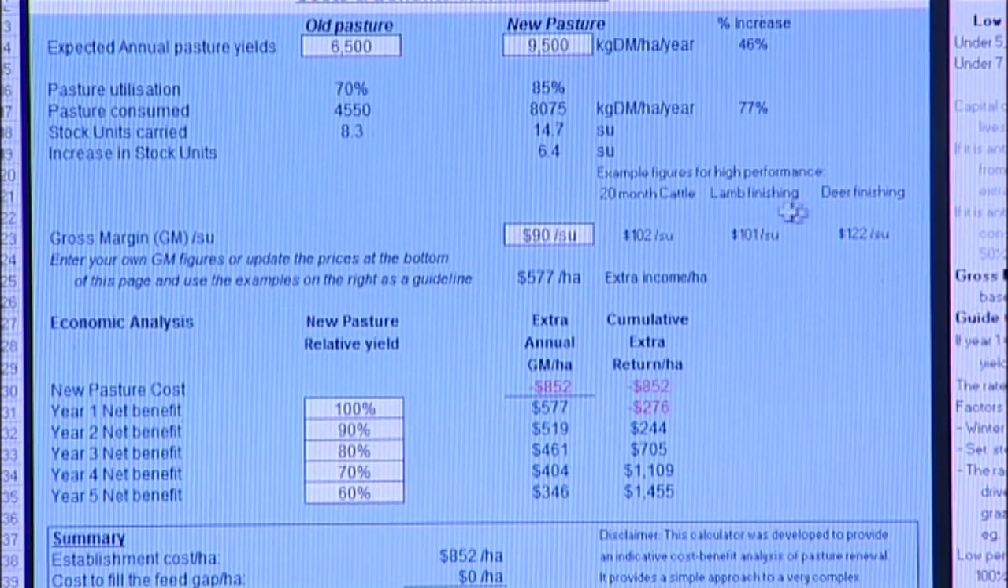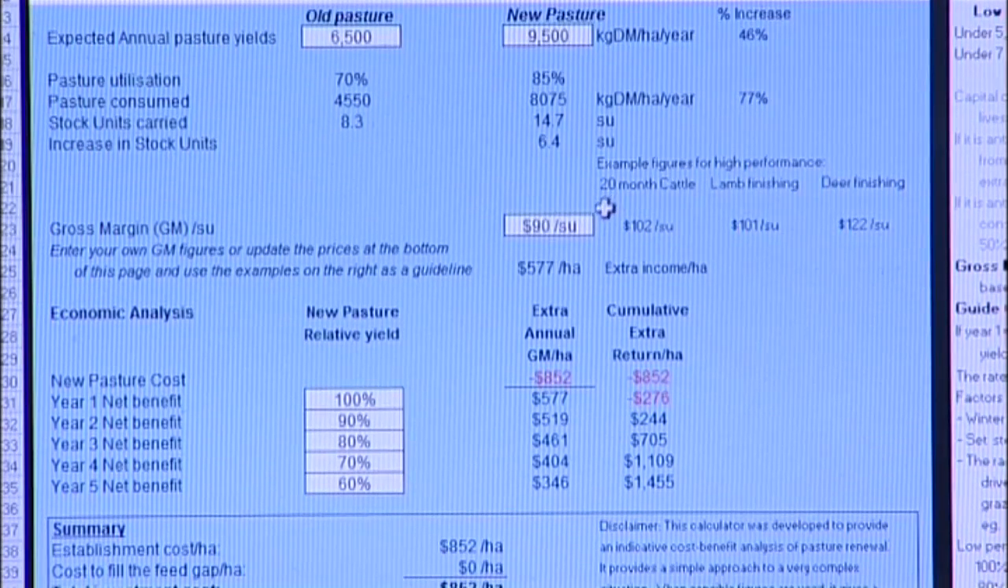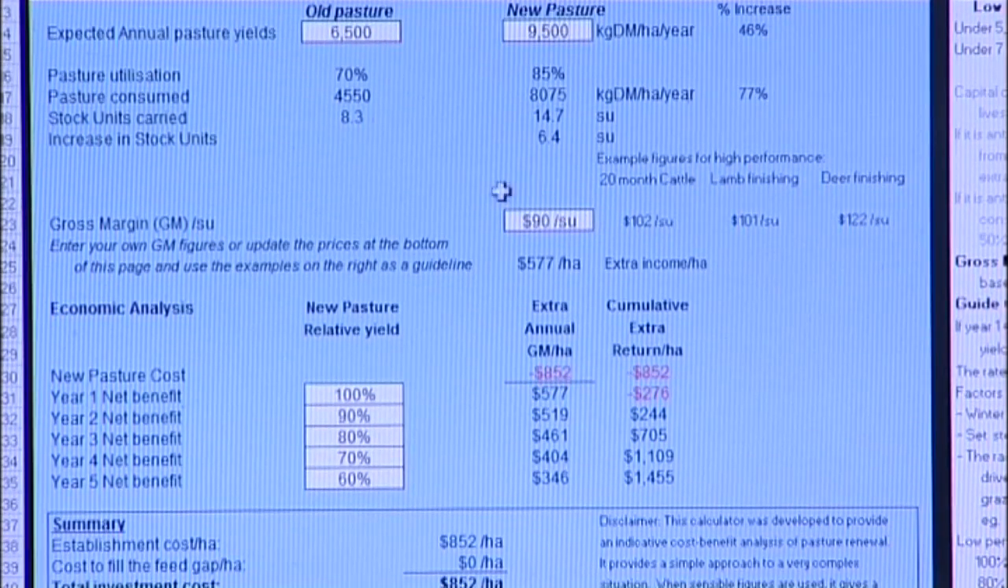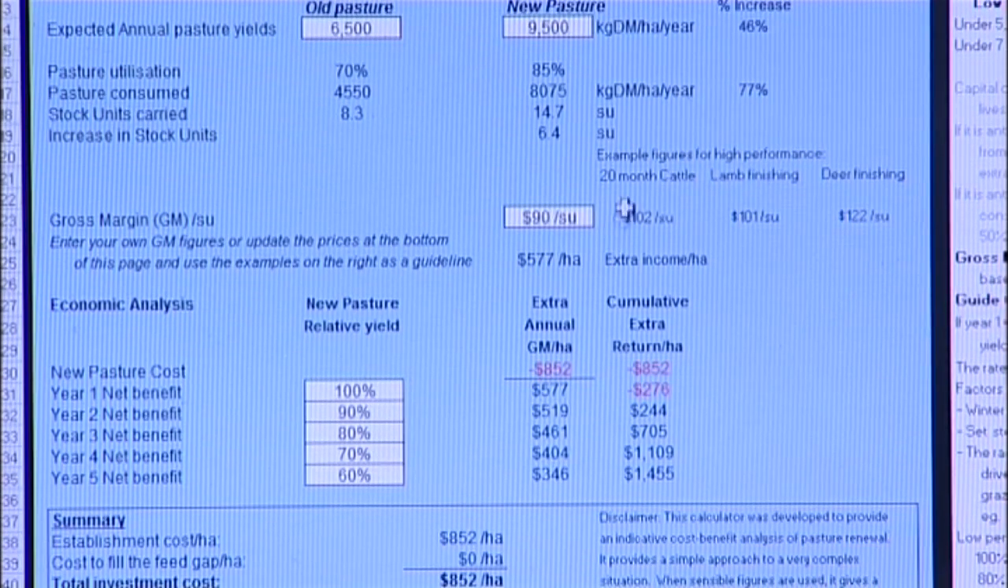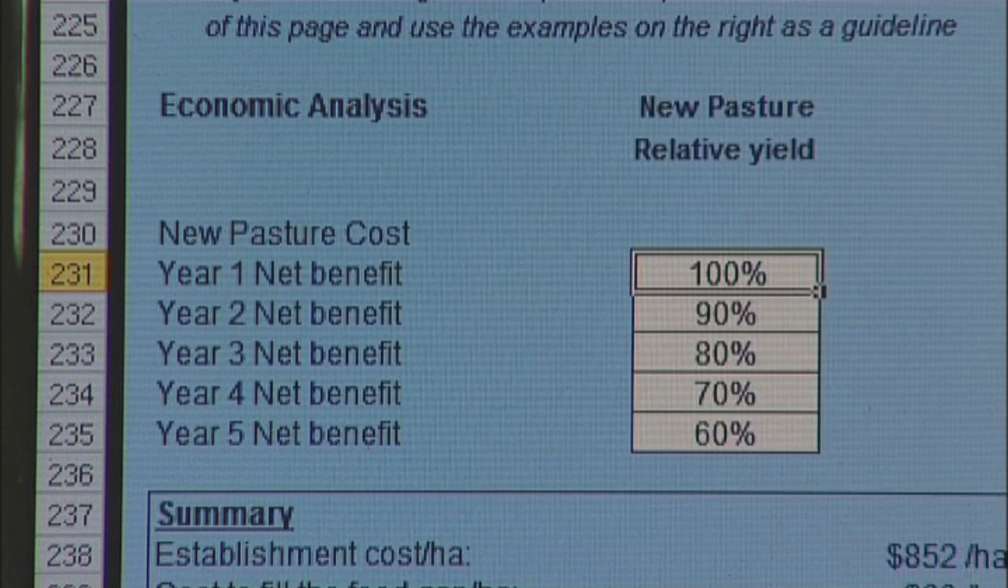If you do not have your own data, these cattle, lamb and deer finishing gross margins can be used as a guide to the figure you place in the gross margin per stock unit box. Once the gross margin figure has been edited, the only remaining item is to estimate the relative pasture yield for the new pasture for the next 5 years.